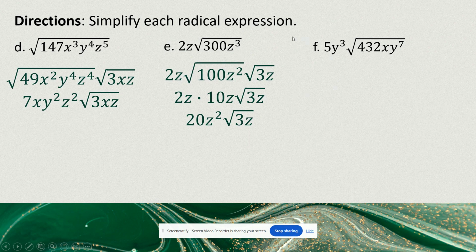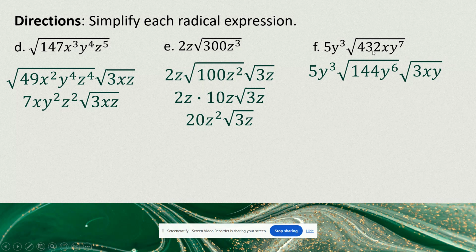Looking at f, the last problem before the word problem here. I have 5y cubed times the square root of 432xy to the 7th. Okay, 5y cubed is going to stay out front. 432, the highest perfect square factor that goes into 432 is 144, and it goes into it 3 times. Okay, x, this solo x, I can't pull out a factor and still have even exponents remaining, so it's just going to go straight in to my other radical.